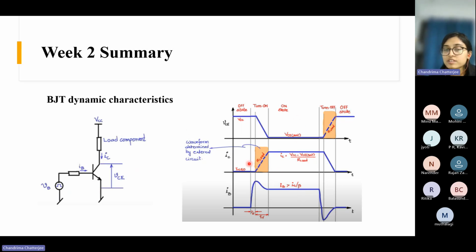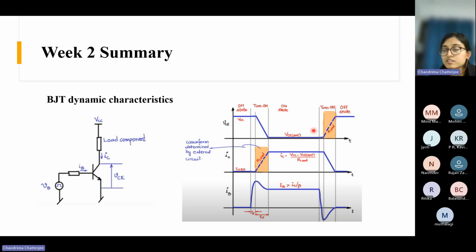So the current value is like this, which we already discussed, comes from KVL. If you do KVL in the collector emitter loop, you will get this equation. And it is already mentioned that in the saturation region, IB should be greater than IC by beta. That is the condition for remaining in the saturation region. So this is the on period when the device is fully on.